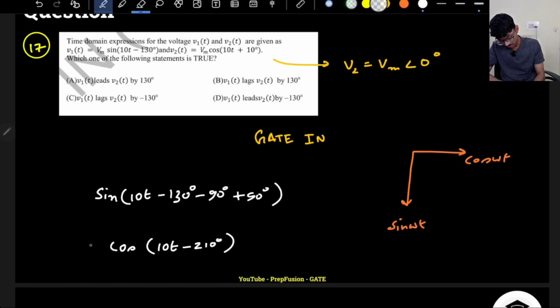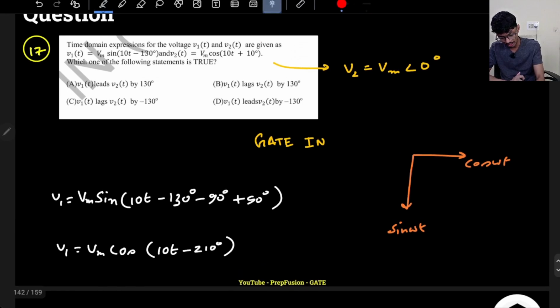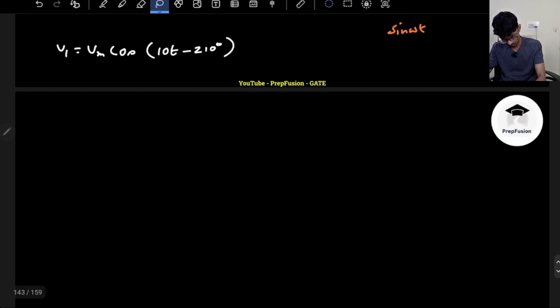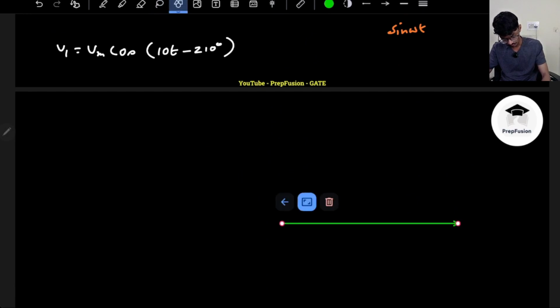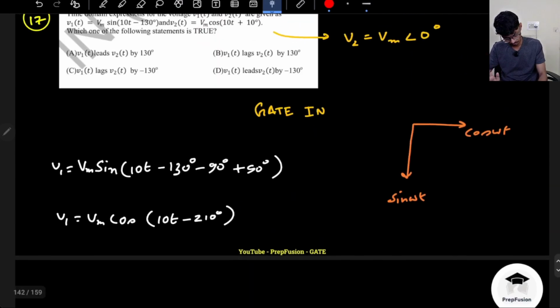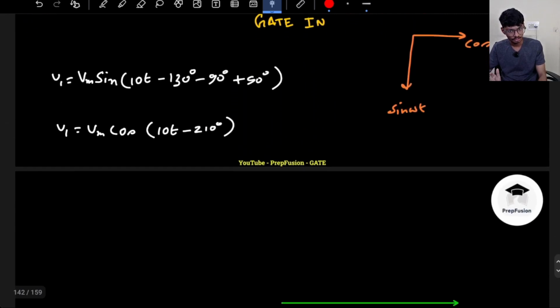So this is my v1. What is the angle of v1? What is the phase difference between v2 and v1? It has angle plus 10, this is minus 210. So overall phase difference is, if my v2 is here, v2 is at plus 10, so I have to subtract from v2 how much, 220, to reach v1, correct?